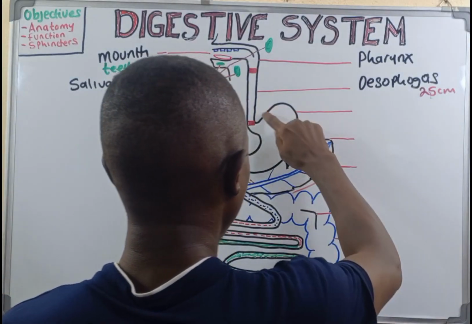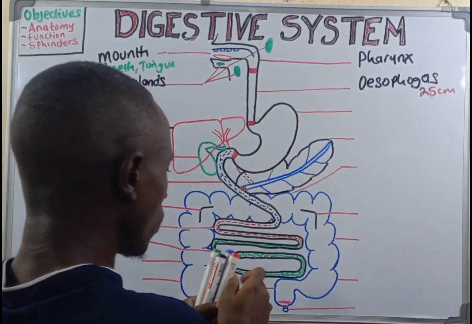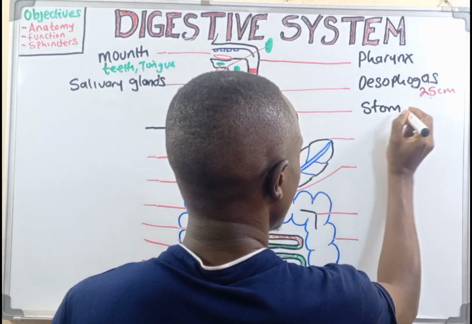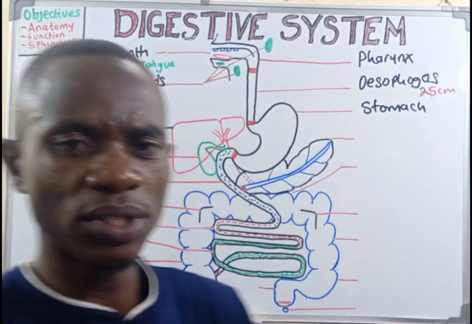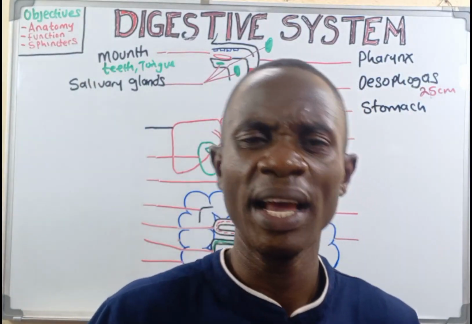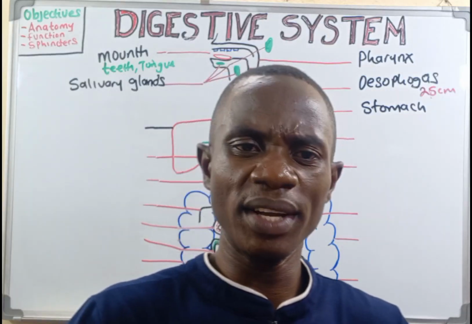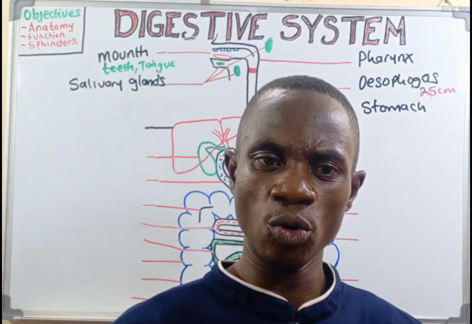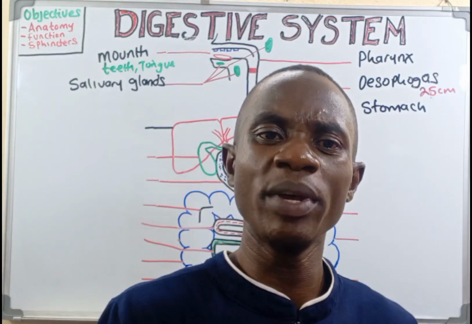Then when you see the whole of this J-shaped structure, this one is what we call the stomach. And the stomach is very important in the processes of chemical digestion and even mechanical digestion. Now, when we talk of mechanical digestion, which happens within the stomach, that is the muscular contraction to make sure that food is churned down. That's going to be a mechanical process.